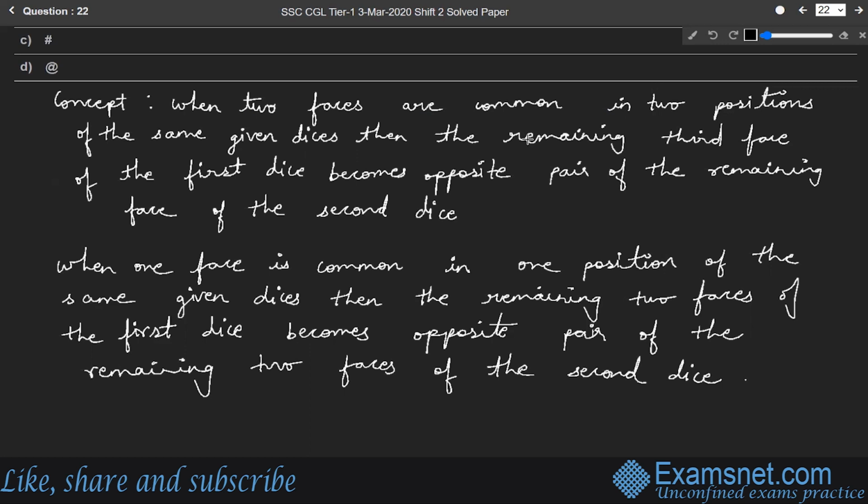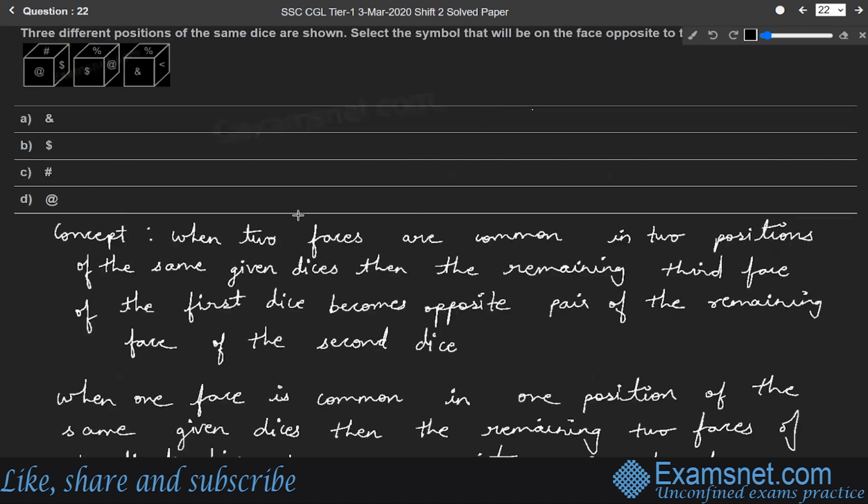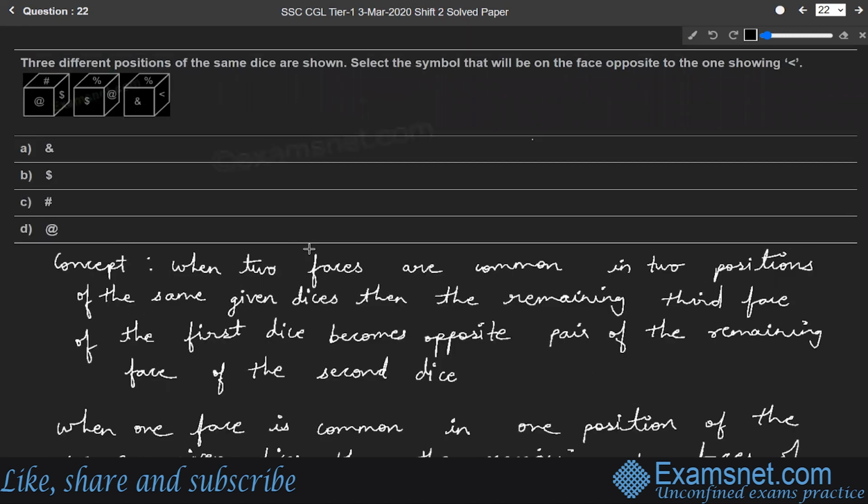All right, so these are the two basic concepts that we have to use here. First concept is when two faces are common in two positions of the same given dice, then the remaining third face of the first dice becomes opposite pair of the remaining face of the second dice. So let us understand this by looking at the figures. You can see that three different dices are shown here. This is the position of the same dices. So this is considered as first and second and third.